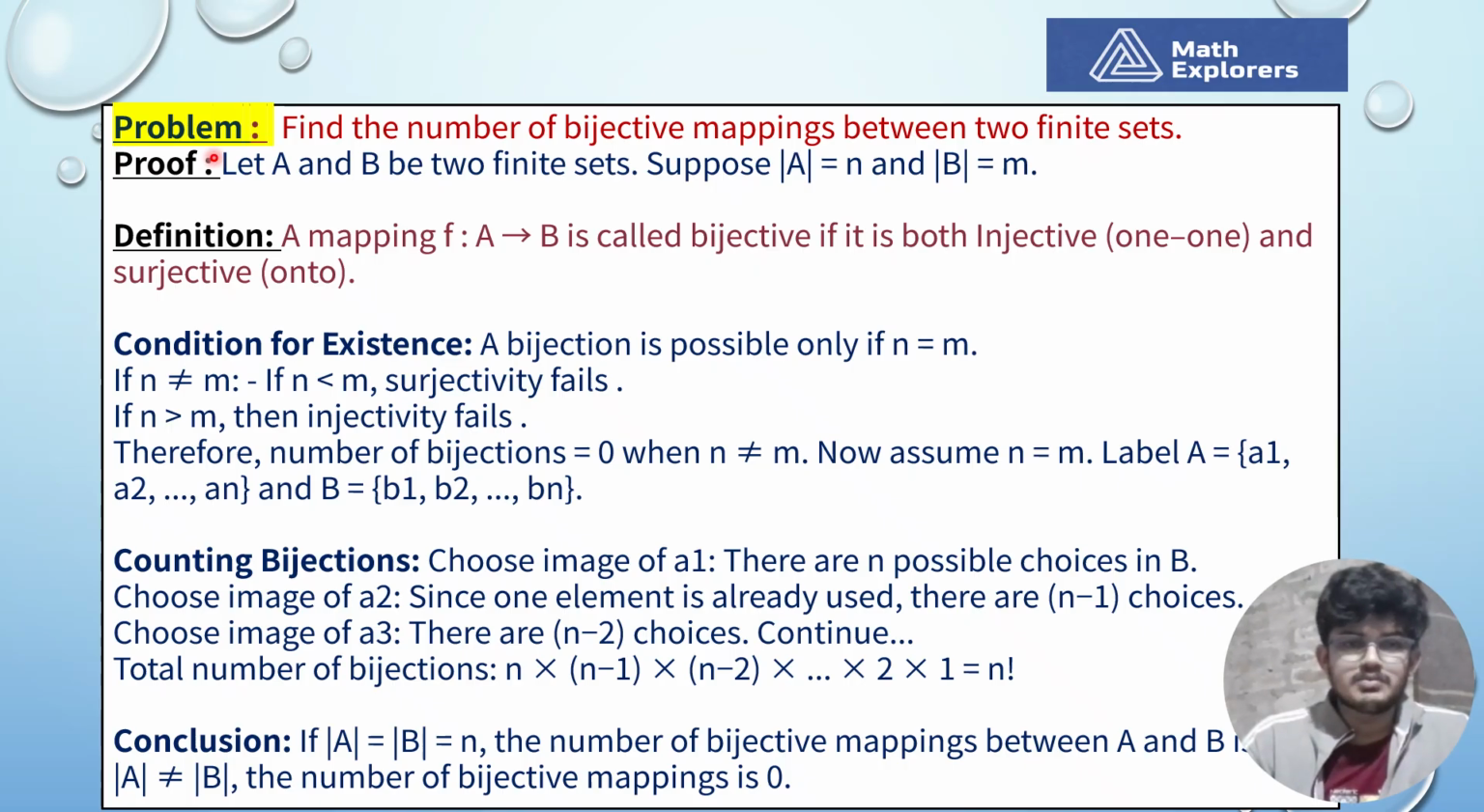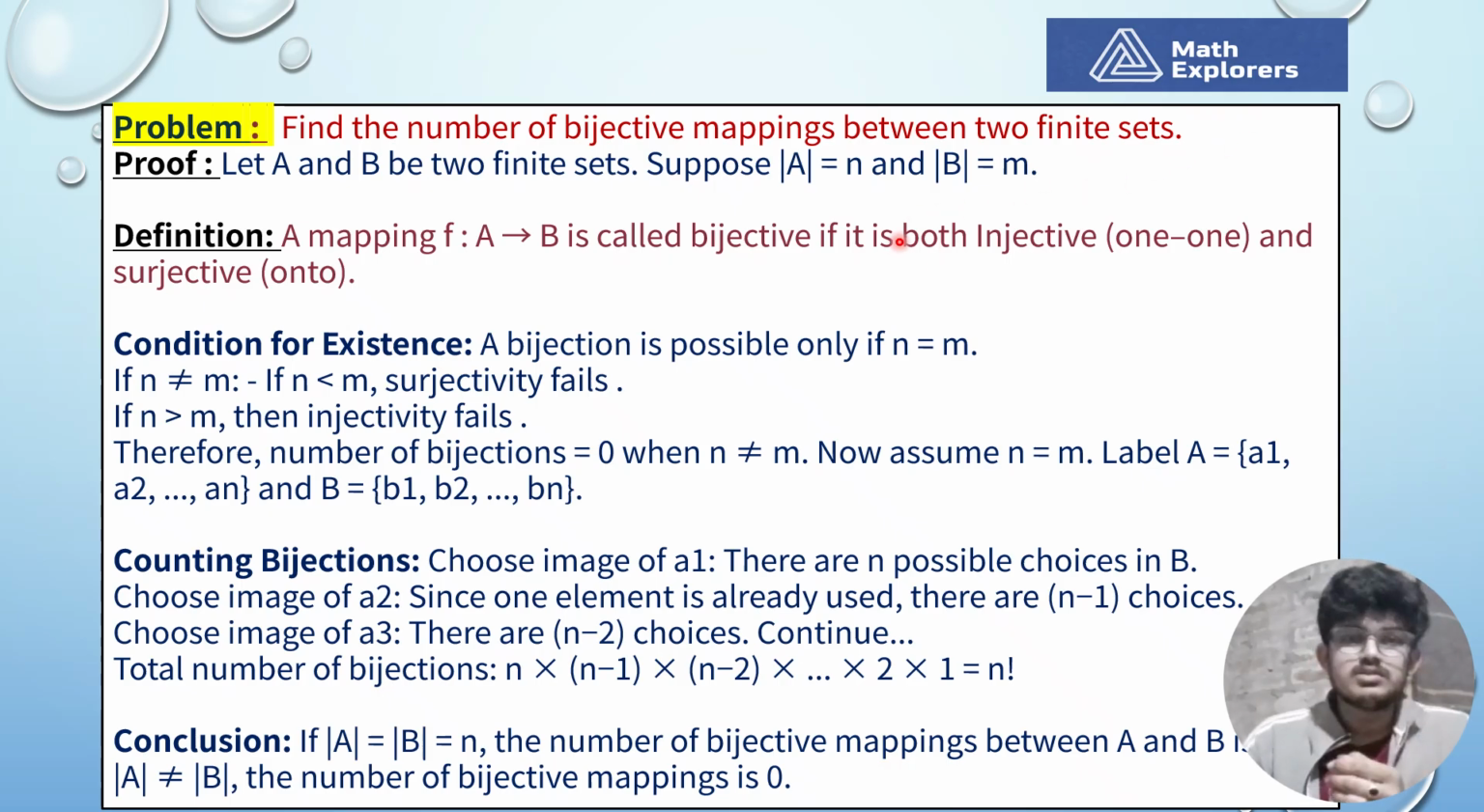Now next problem. It is a very important problem. Find the number of bijective mapping between two finite sets. इसको करने से पहले what is the definitions of bijective map? A mapping f such that A to B is called bijective if it is both injective and surjective. तो इस प्रूफ को करने के लिए कंसिडर करते हो दो सेट को. Let A and B be two finite sets. Cardinality of A is n and cardinality of B is m.